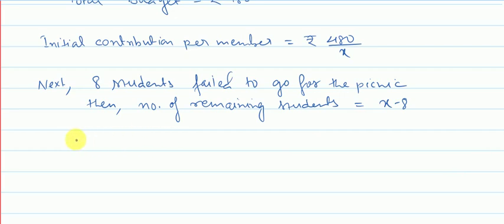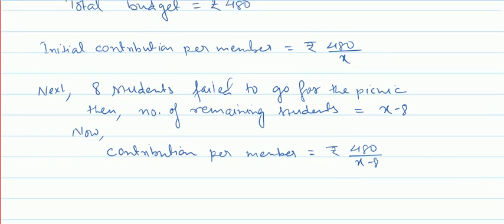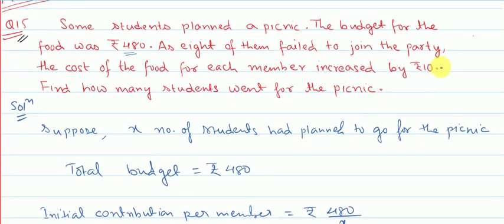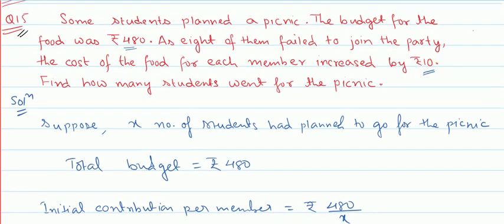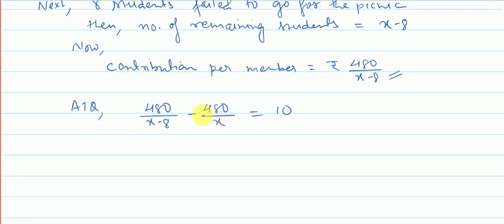Now the contribution per member will change, yes or no? It will differ now, it will increase. In fact, it will be 480 upon X minus 8. According to the question, how much has it increased per member? Rupees 10. That means this contribution is 10 more than this contribution. If you take the difference of the contributions, it is coming 10. This contribution is more than this one, that's why you should write this first, then minus.